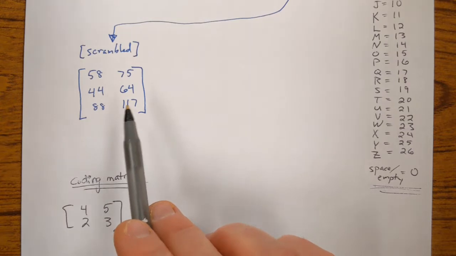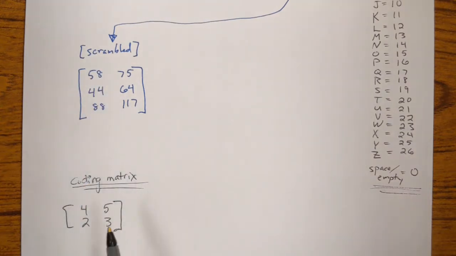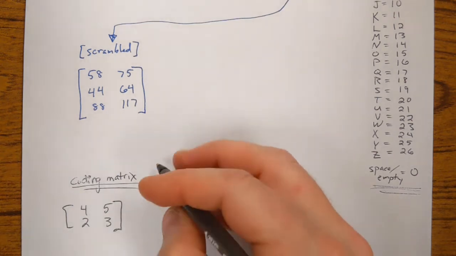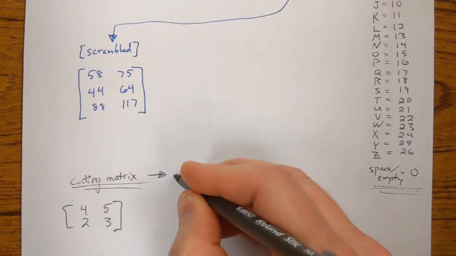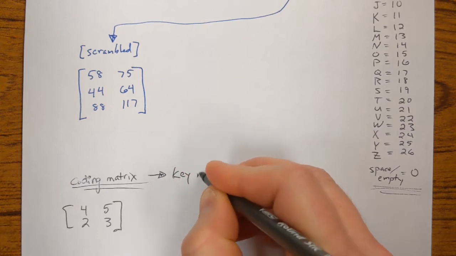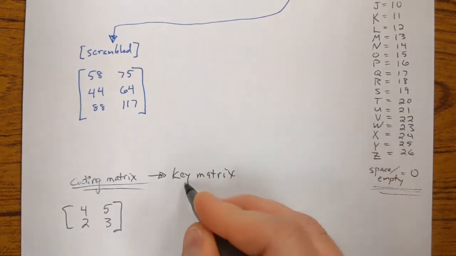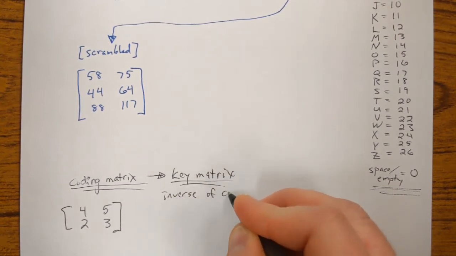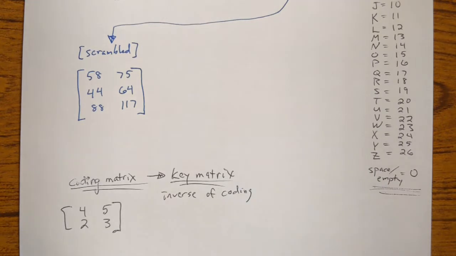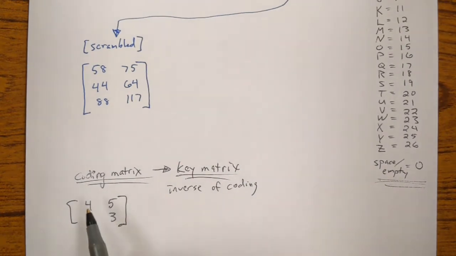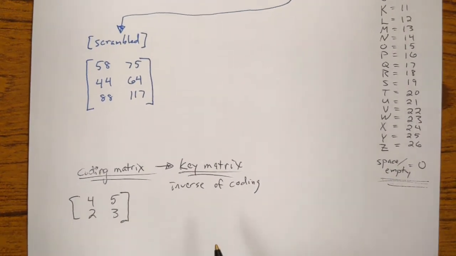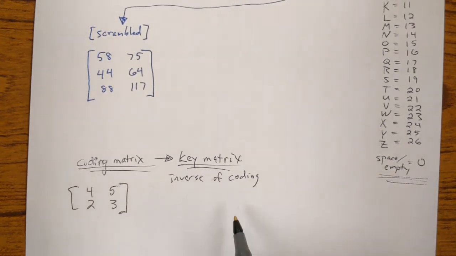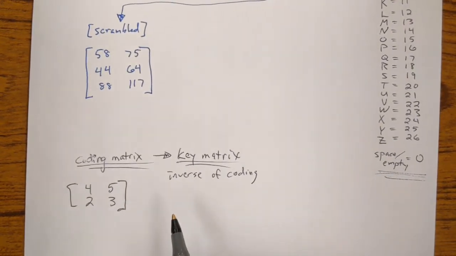Whoever receives this scrambled password is going to have to know what's called the key matrix. And the key matrix is actually just going to be the inverse of my coding matrix. I'm going to go ahead and find the inverse of this 4, 5, 2, 3. I will show all my steps. I'm not going to talk through every single step, but I will show my work if you need a refresher of how to find this. But here we go. Let's find the inverse right now.